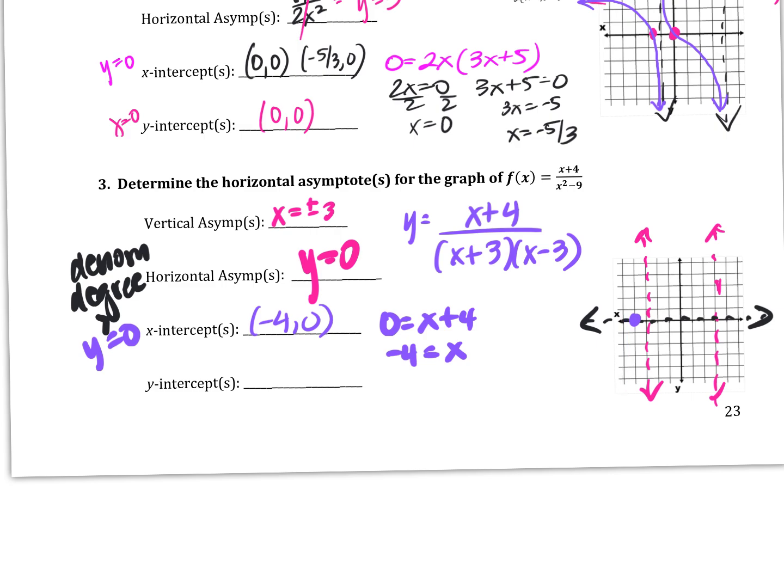Last one, when do I have a y-intercept? That's when my x is 0. You could plug in an x here or here, or here, here, and here. You could plug in 0 for x. I think right here is going to be easier. What would I get? 4 over -9. Awesome. So when x is 0, my y was -4/9. That's about down a half.